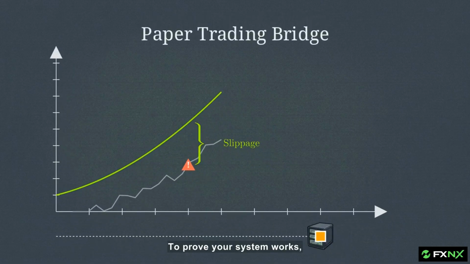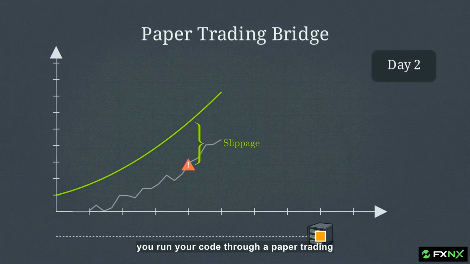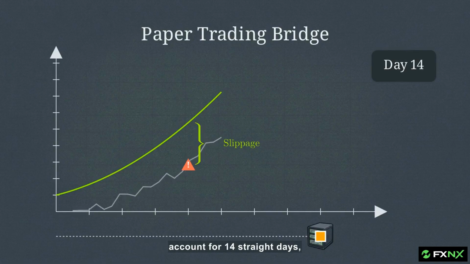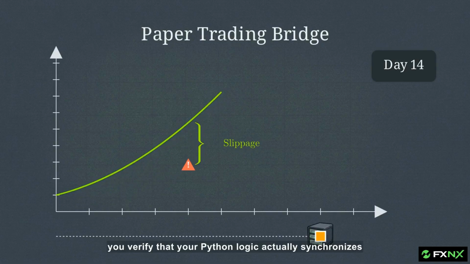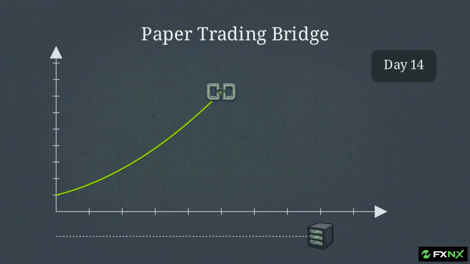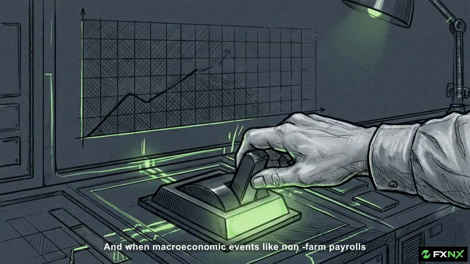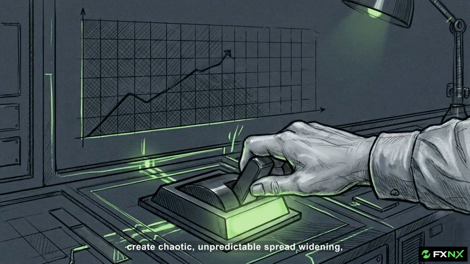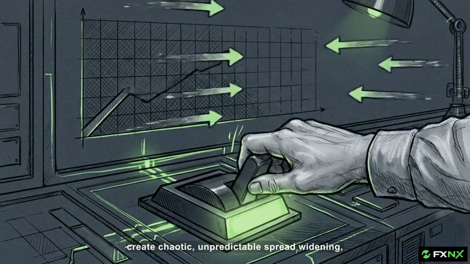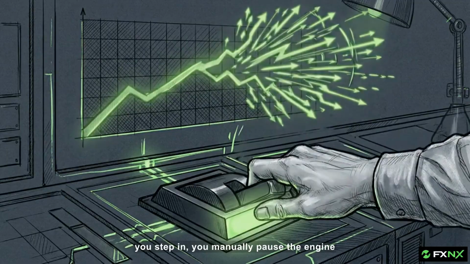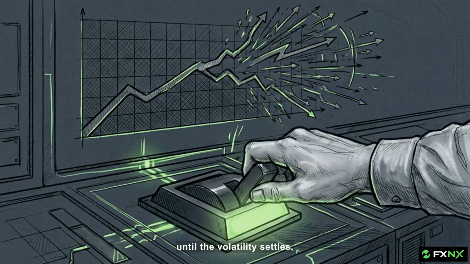To prove your system works, you run your code through a paper trading bridge. By executing the bot on a live simulated account for 14 straight days, you verify that your Python logic actually synchronizes with the physical latency of the exchange. And when macroeconomic events like non-farm payrolls create chaotic, unpredictable spread widening, you step in. You manually pause the engine until the volatility settles.